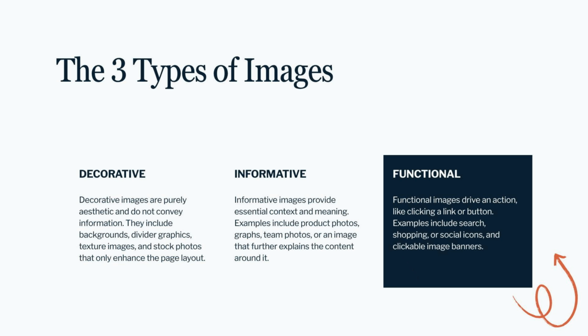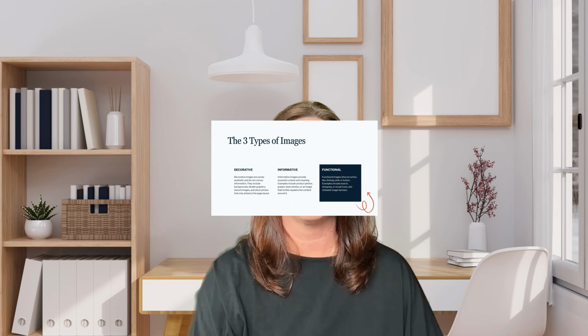Type 3 is functional images. Functional images are images that trigger an action. They work like links or buttons. A search icon, a shopping cart icon, a social media icon, or a clickable image banner can all fall into this category. This is one of the biggest places that people make mistakes.